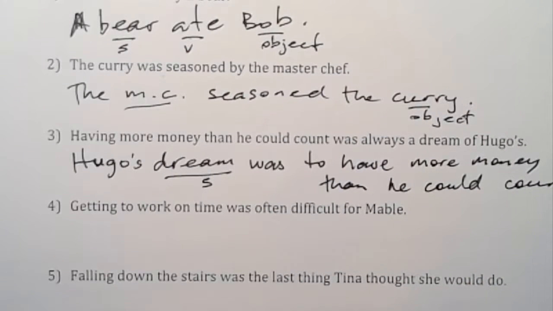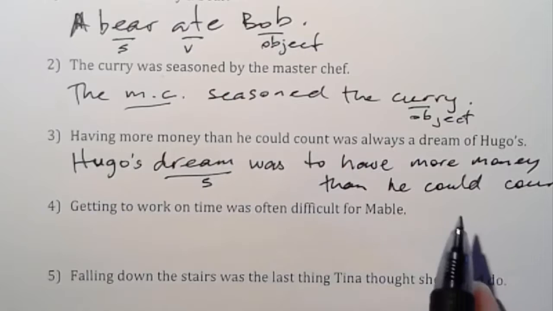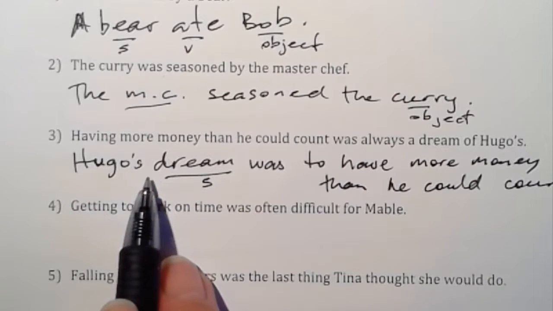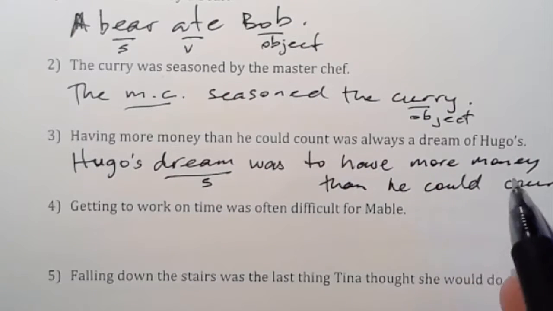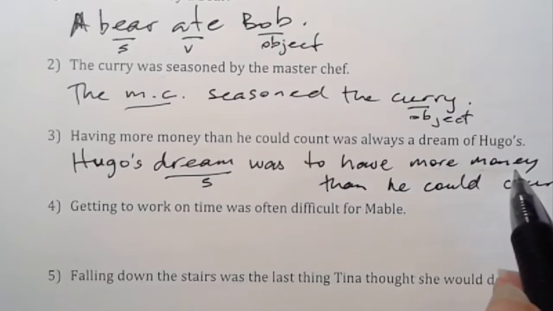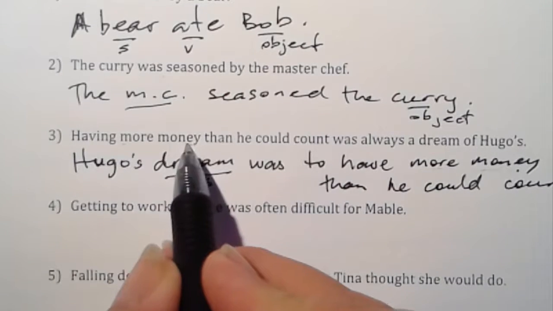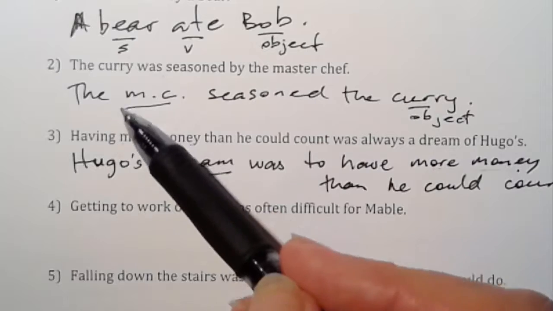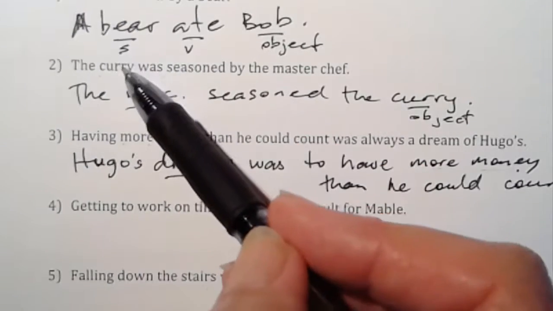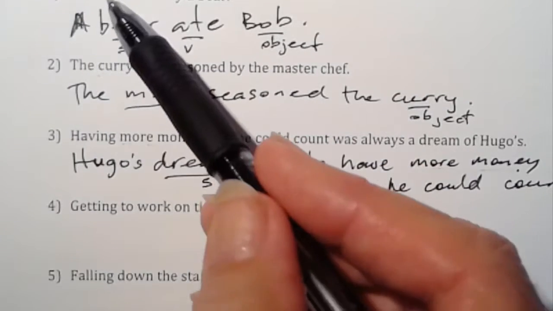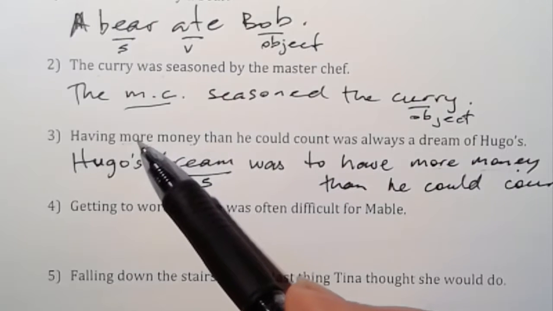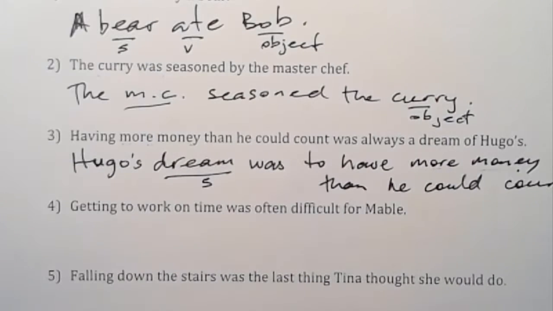Okay, let's have a look where the object is. Hugo's dream was to have more money than he could count. So this object is now here. Here we have the object first. So you see, when the sentence starts with an object, that's a passive style, and it can be a little confusing for the reader. It's not that it's incorrect, but if you want to be really clear and get information delivered in the most succinct way possible, you want to be aiming for active style.